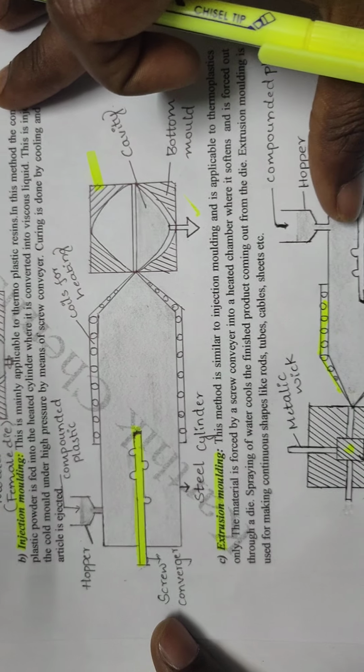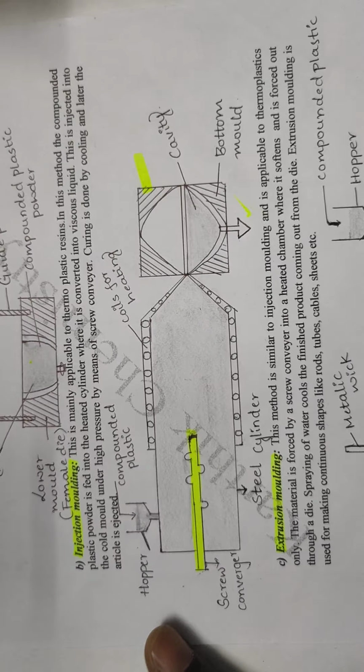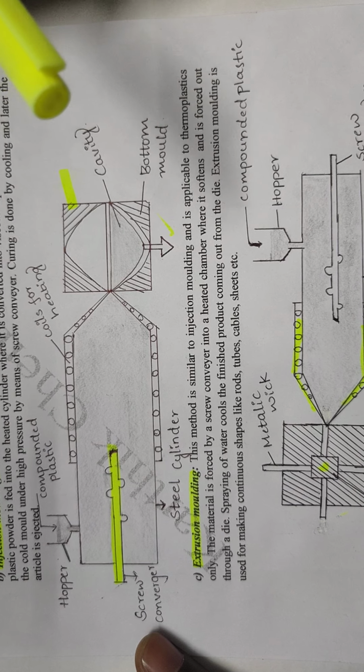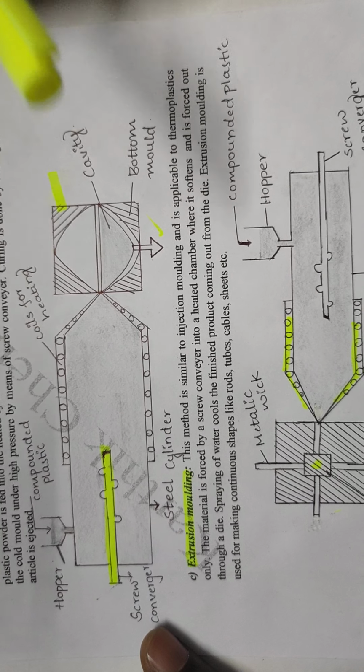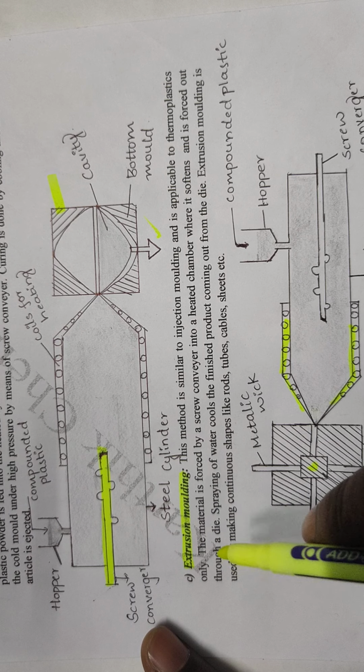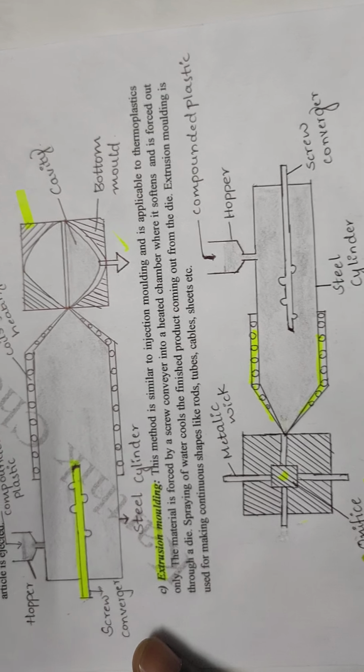Injection molding and extrusion molding techniques. Injection molding and extrusion molding both are used for preparing articles with thermoplastic resins, but the extrusion molding technique is used for getting continuous shapes like rods, tubes, sheets, cables. These all are prepared by using the extrusion molding technique.